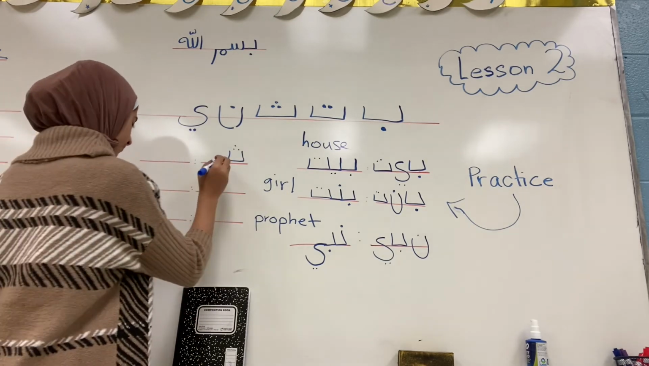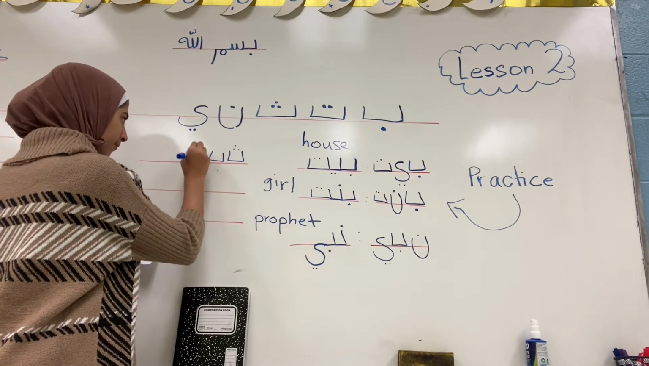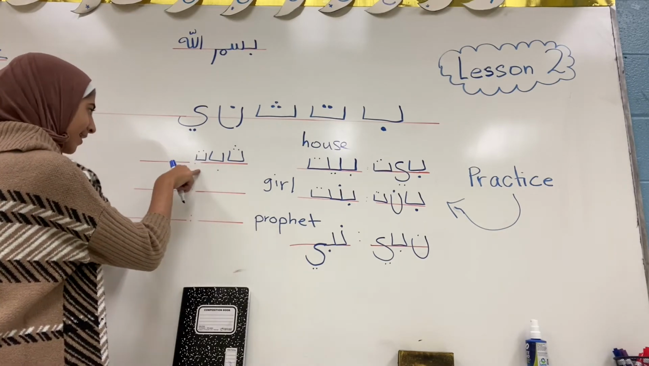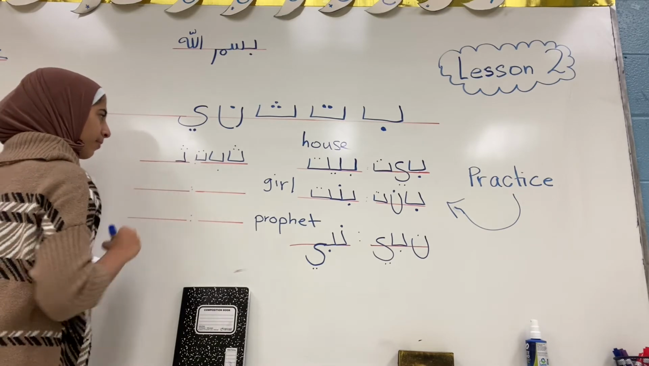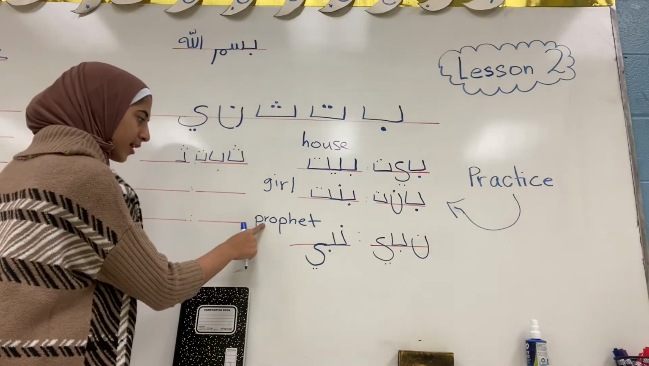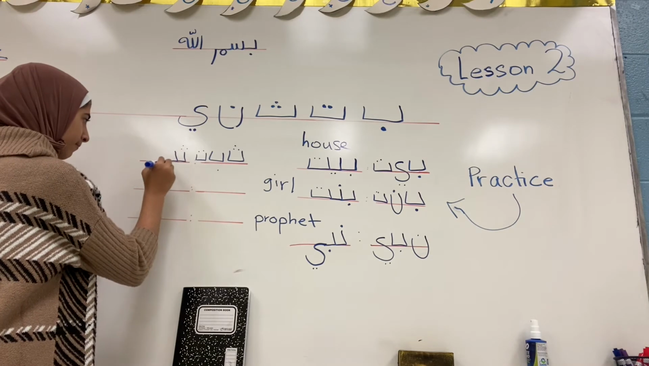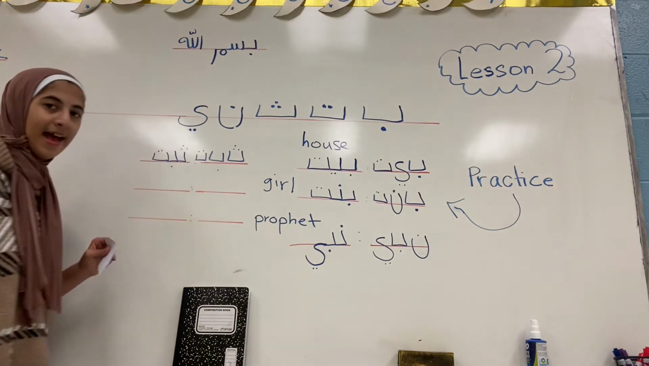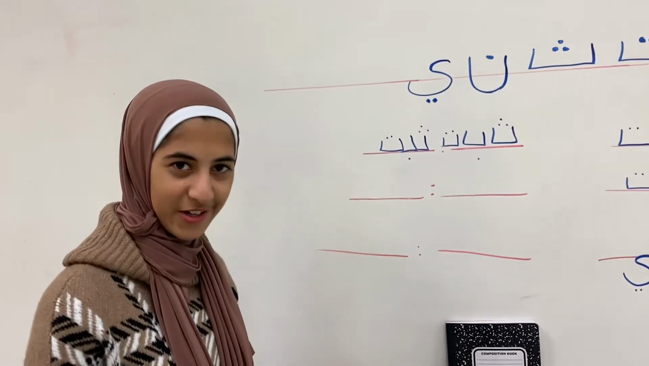Now let's move on to our next word, which is sa, ba, and ta. Sa, ba, and ta. Now let's connect them together. Remember, in Arabic we connect our letters, but in English they are separated. Sa, ba, ta. Sabata.